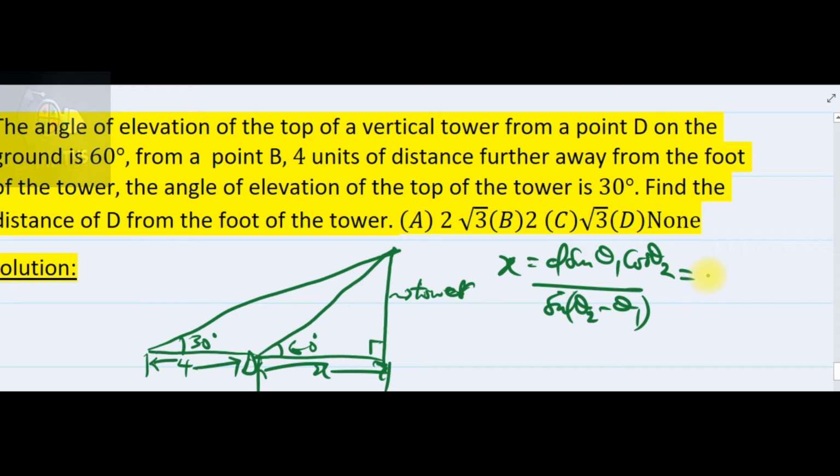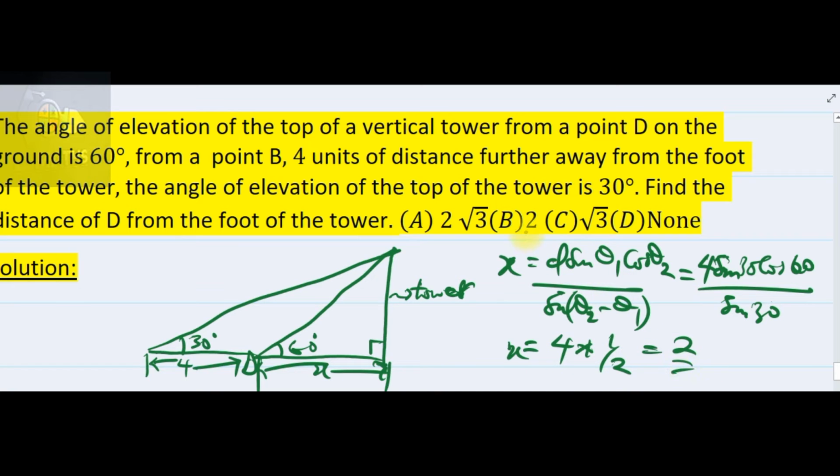So without wasting time, the answer: theta 1 is 30, so sine 30 cos 60 over sine of 60 minus 30. 60 minus 30 is 30, so we have 4 cos 60, and cos 60 is half, so our X is 2. So the answer is B. So you don't need to waste your time. So we use this when the difference is a special angle. So why the second one?